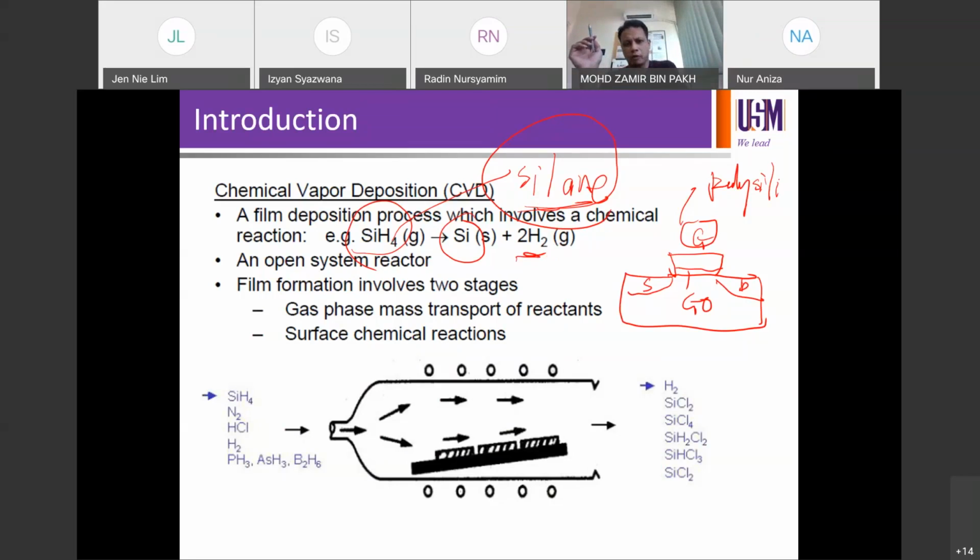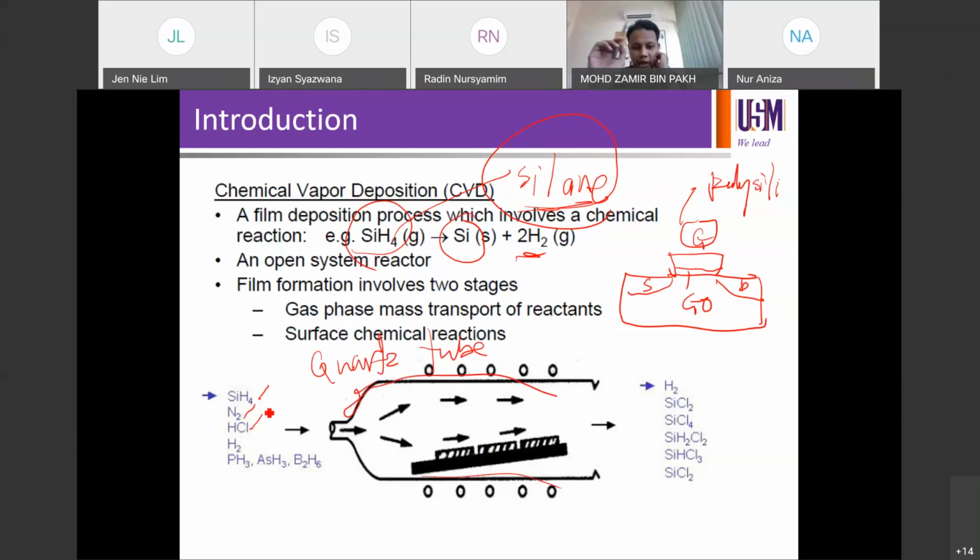It normally uses an open system reactor. Open system is a very simple system. So we have a quartz tube here, this whole thing is a quartz tube. Then you have your board, then you have your silicon or glass or some other material that can stand the temperature. Then you can use silane to do silicon deposition. You need to use nitrogen to send the gas into the chamber.